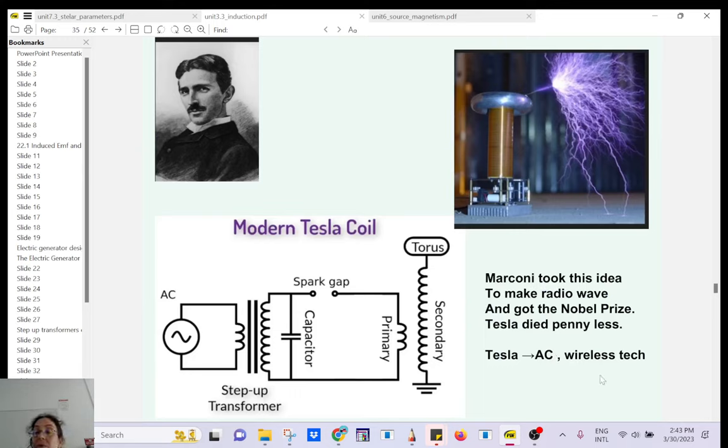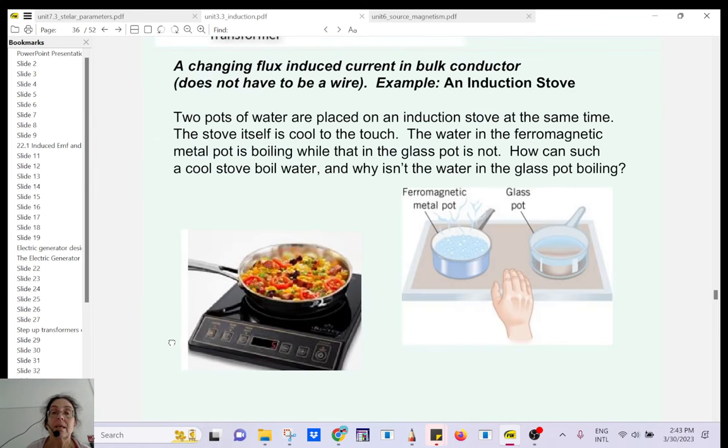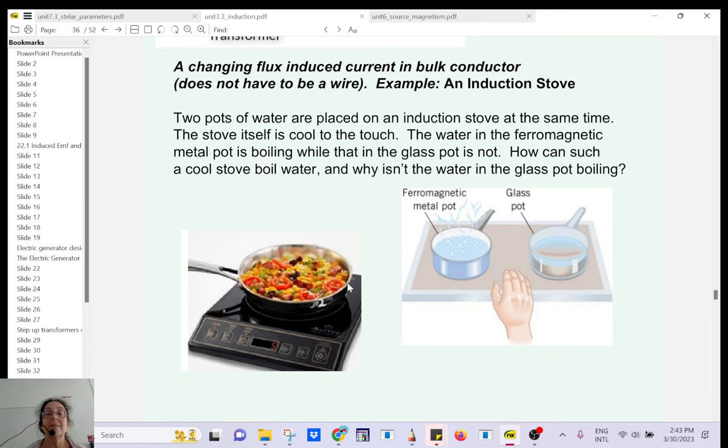And a lot of applications with transformers, for example, a Tesla coil somewhere has a transformer here to step up the voltage so you can make a spark. He already got the idea with his device how to make wireless technology, but his idea was taken by Marconi, and he's the one who got all the credit, right? But he really came up first with the idea, and sadly he didn't die very rich. So a lot of applications for this topic here.